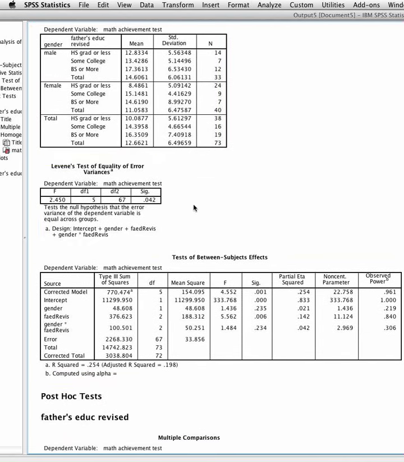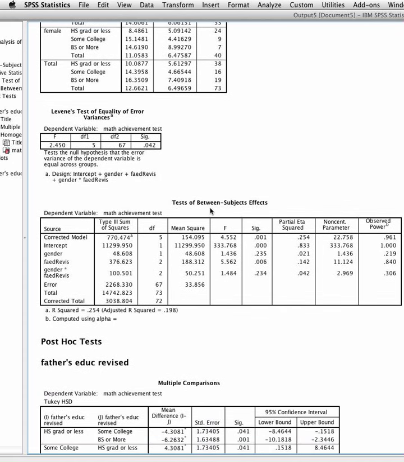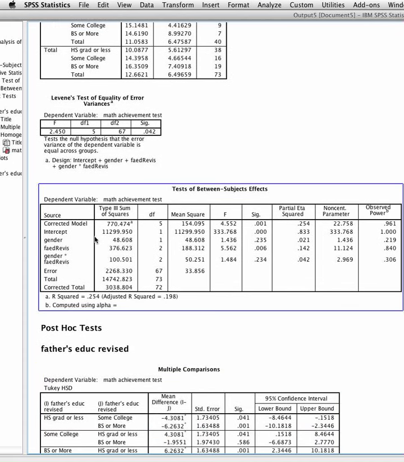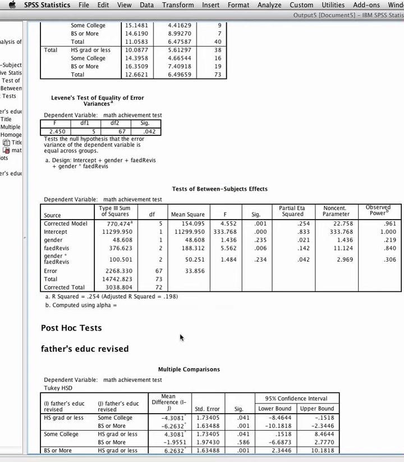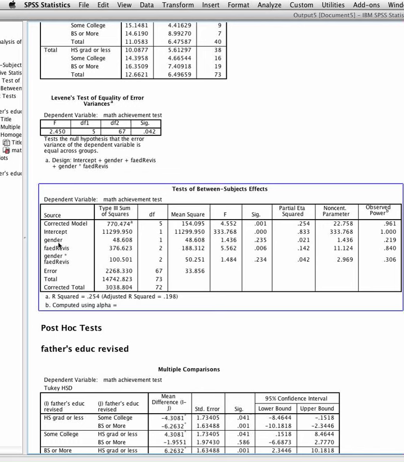Our Levene's test is just barely under the 0.05 level, so it is significant, and we'll have to discuss what remedies we might have to address this. This part provides much more information than we have previously had with the compare means approach. Notice that we have our two factors, and then our interaction effect.